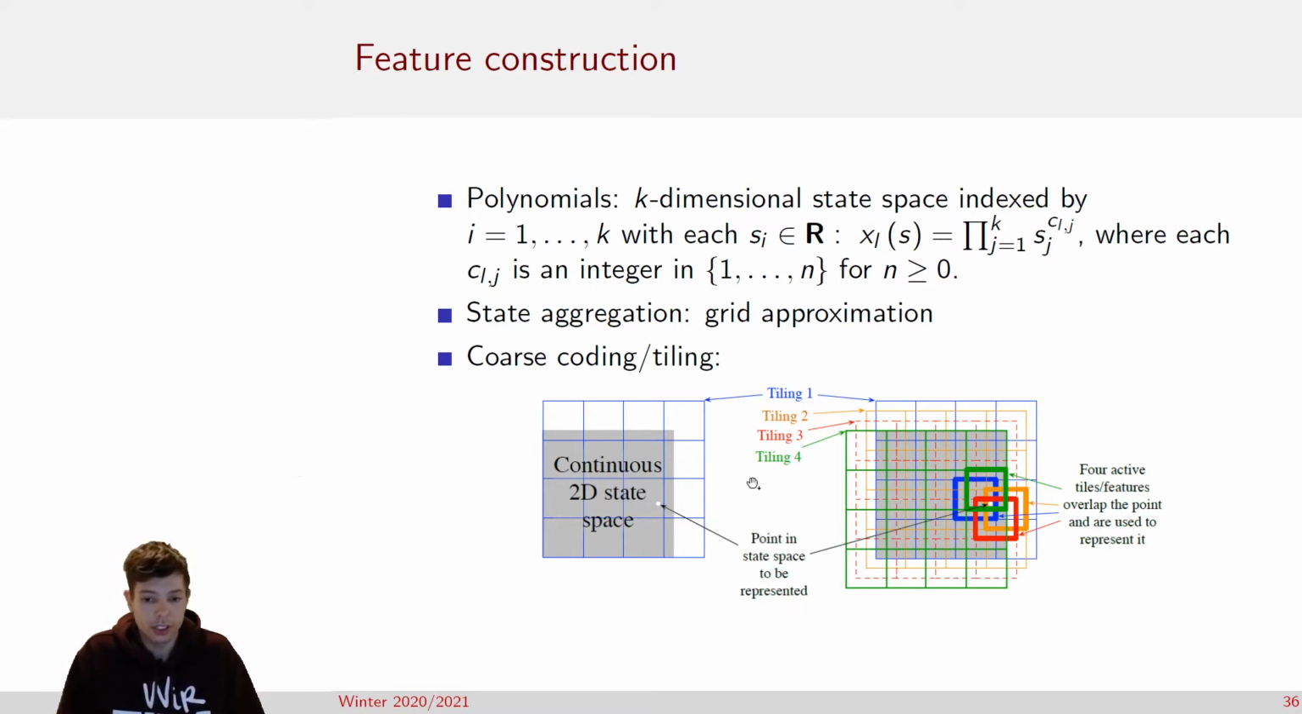And we have seen the tiling approach, which lays a set of grids over our state space, and then the features are either 1 or 0 for each tiling. So each tiling is 0 if the point of the current state does not lie inside the current tile.